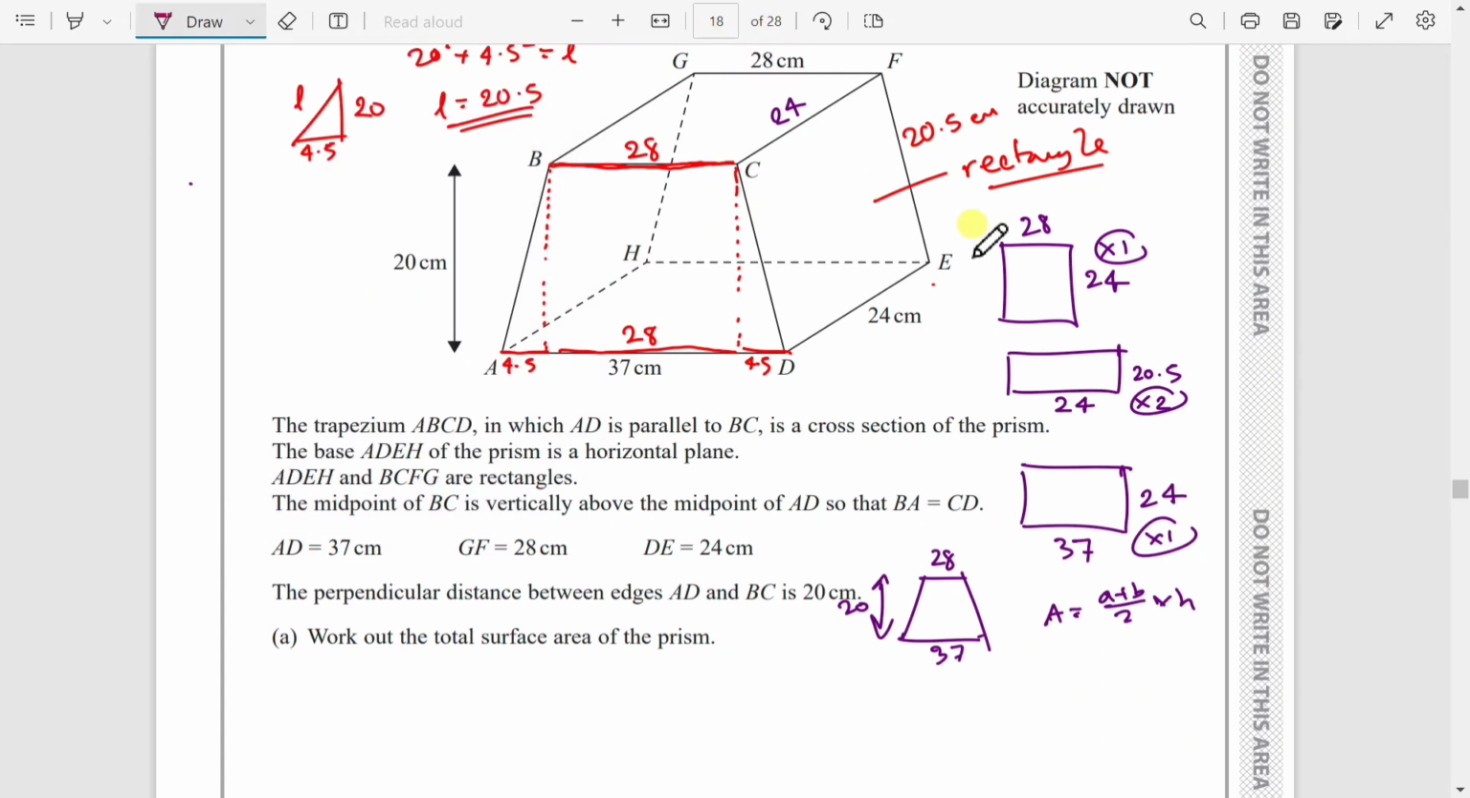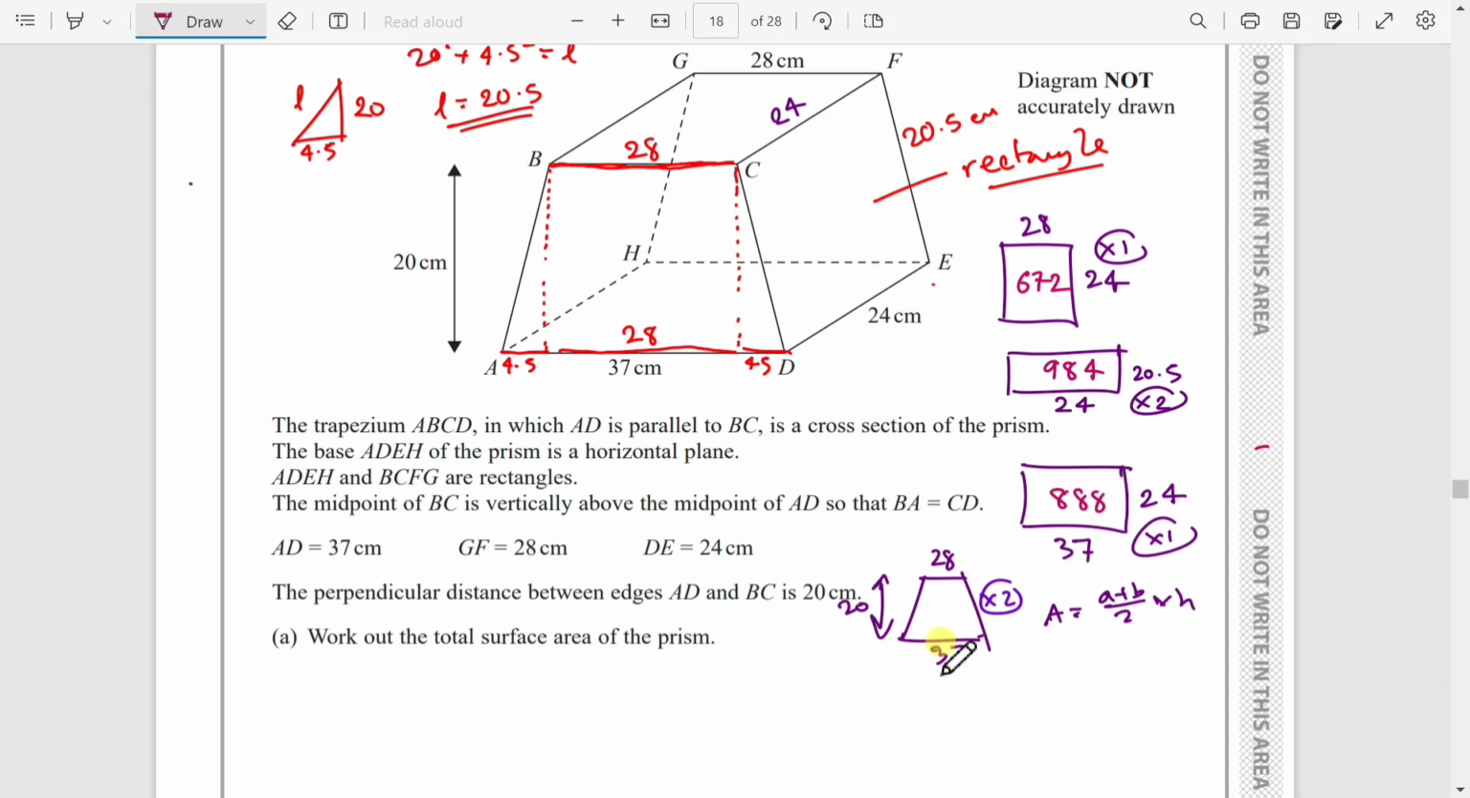Now I'm going to do the first one, 28 times 24 times 1, which should be 672. Next one, 24 times 20.5, and I'm going to times it by 2 here because there are 2 of them. That's 984. 24 times 37 should give us 888.